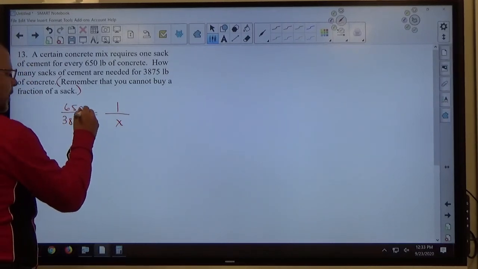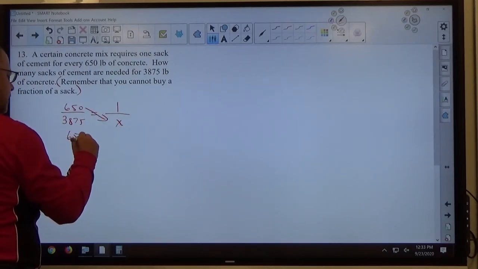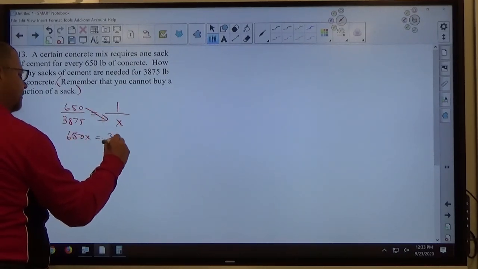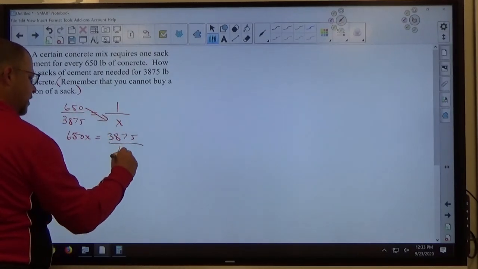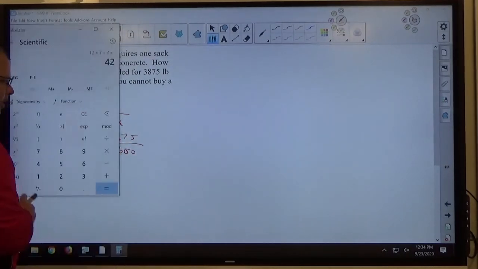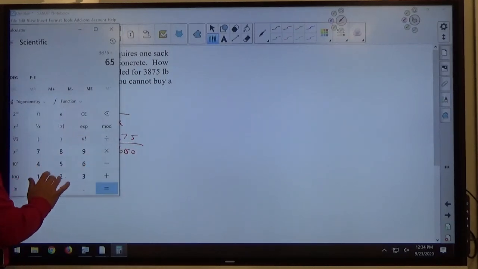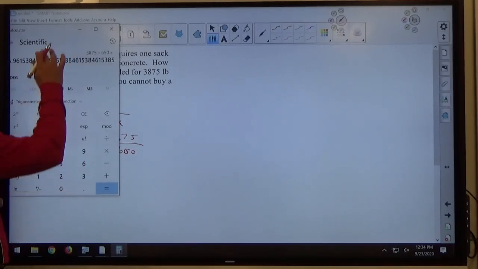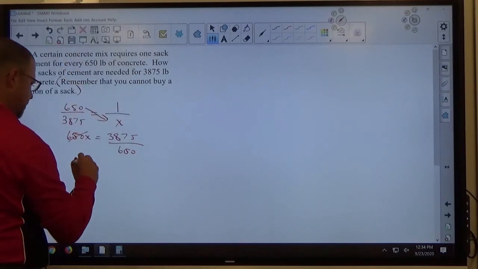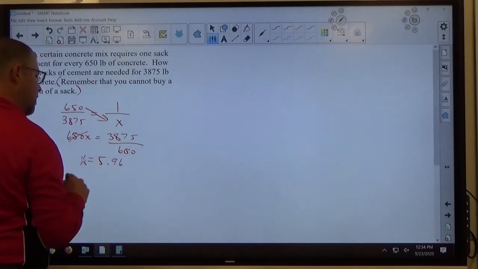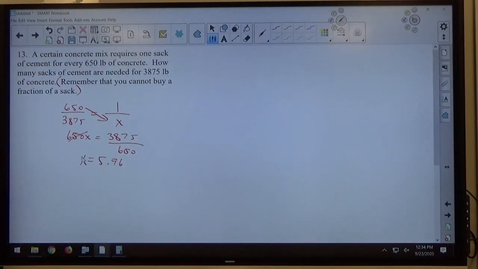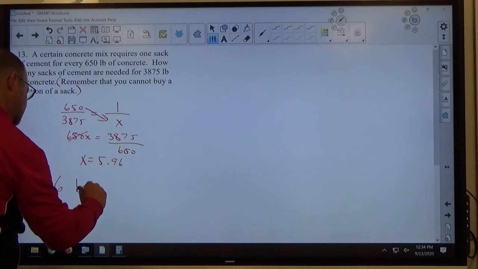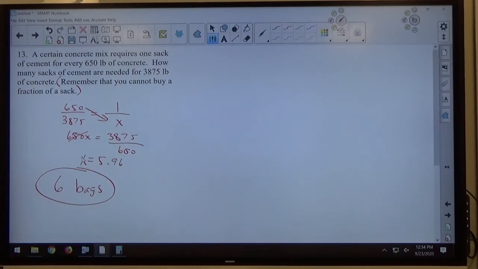So if I cross multiply, I get 650x equals 3,875. Divide both sides by 650, and we divide on the calculator. 3,875 divided by 650 comes out to 5.96 bags. And again, we can't have a fraction of a bag, so I would say 6 bags or 6 sacks of cement. We won't have enough cement to do the job. We have to round up. Do not round down. Number 14.